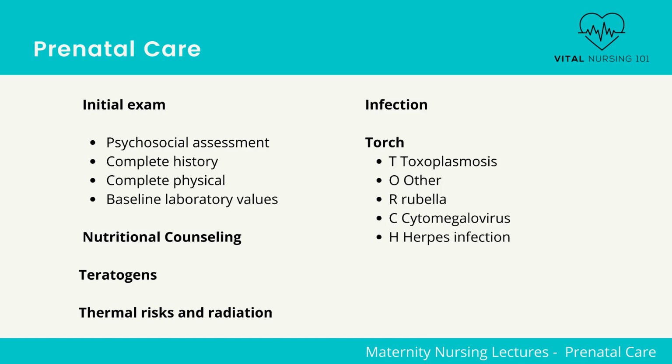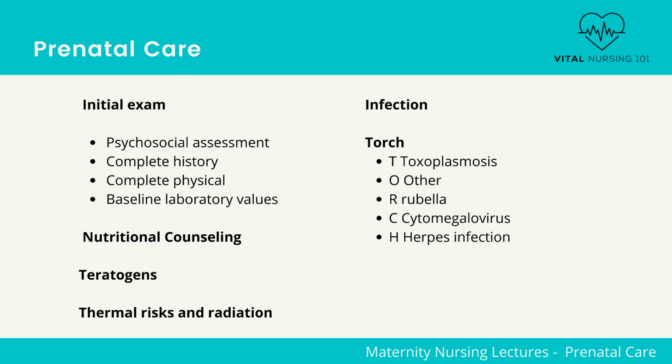O for other, such as syphilis, varicella, parvovirus. R for rubella, which is also known as German measles. Maternal infection during the first 8 weeks of gestation carries the highest rate of fetal infection. C for cytomegalovirus. H for herpes infection.